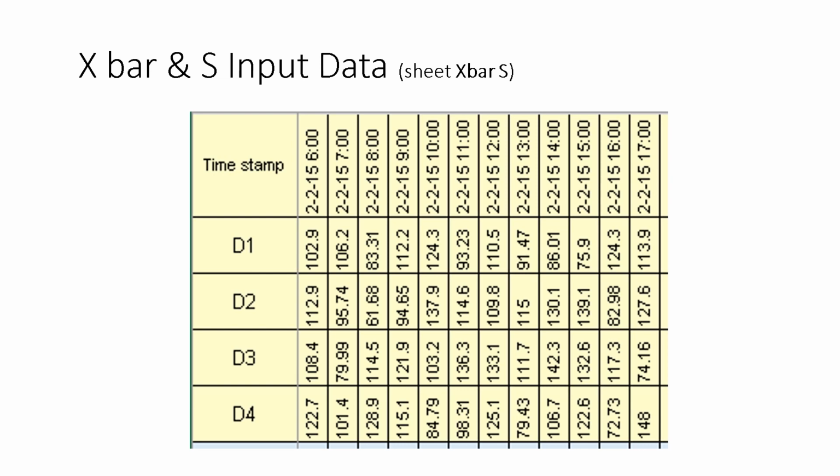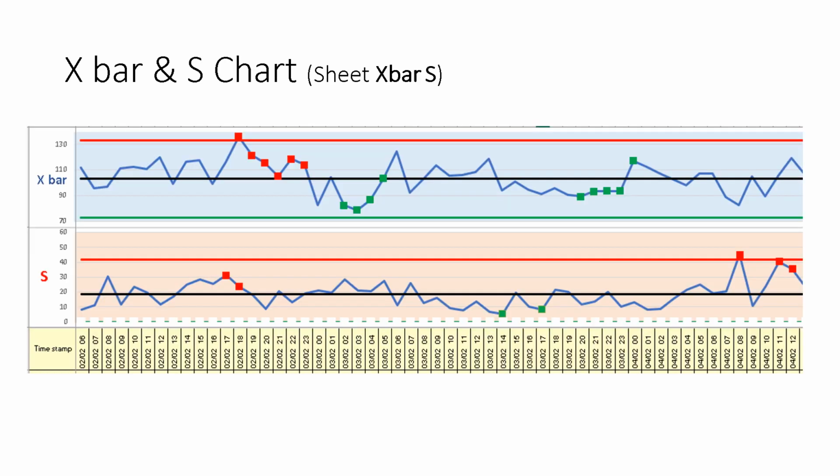The X bar and S is a common SPC chart for variables. Instead of making one single measurement, we make several, in this case 4. In this example, we have taken 4 measurements of a critical dimension every hour. Each hour, we compute the average and the standard deviation of these 4 measurements. We use 2 charts. In one, we plot the averages, and in the other, the standard deviation.